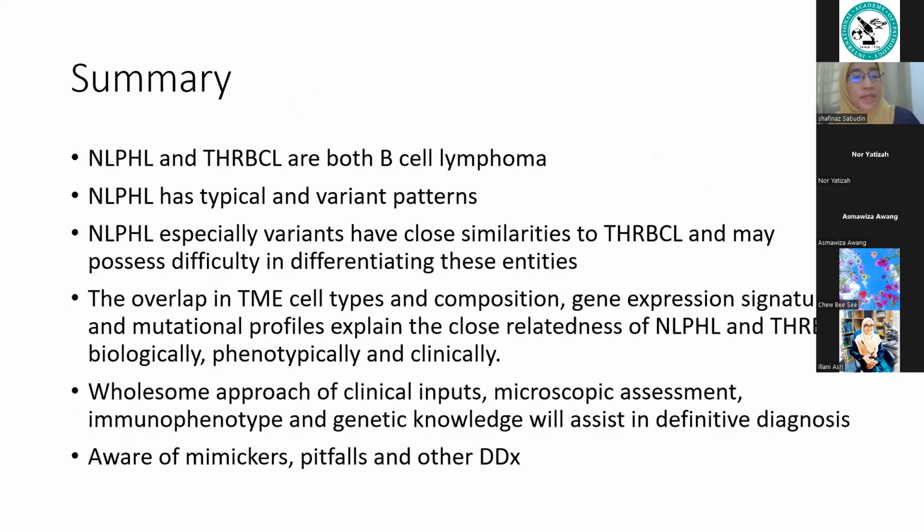In summary, nodular lymphocyte predominant Hodgkin lymphoma and T-histiocyte rich B-cell lymphoma are both B-cell lymphomas. You must remember that nodular lymphocyte predominant Hodgkin lymphoma has variant patterns, and the recognition of the variant pattern is very important because it has overlapping features with T-histiocyte rich B-cell lymphoma.